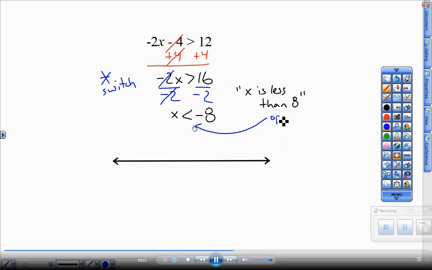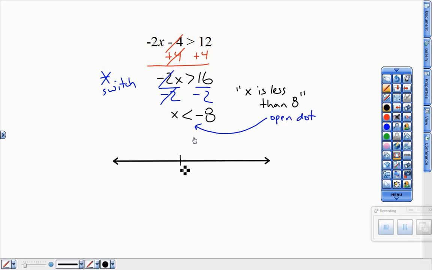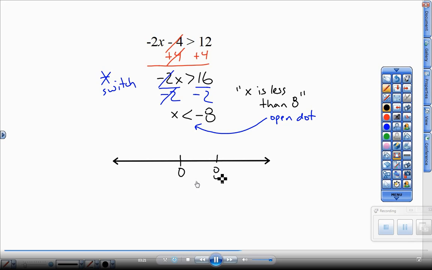This will be an open circle, open dot. So on negative 8, open circle, arrow to the left. If I was to check these, any number less than negative 8 but not negative 8. If I was to write this in interval notation, it would be negative infinity to negative 8 rounded. All right, next problem.